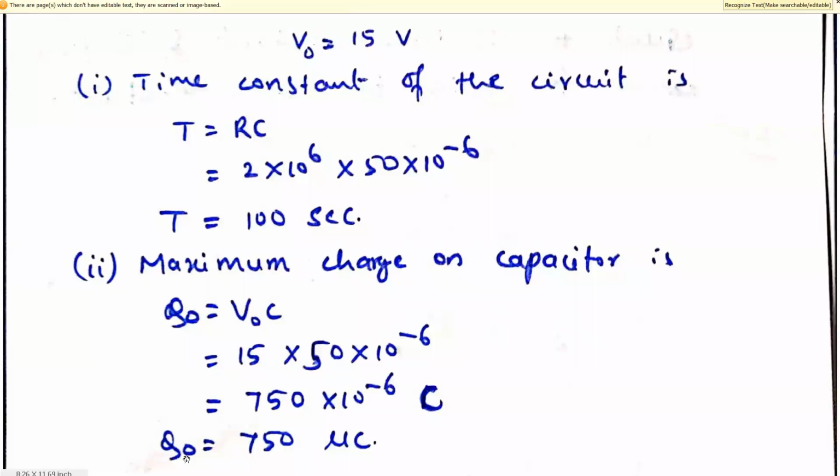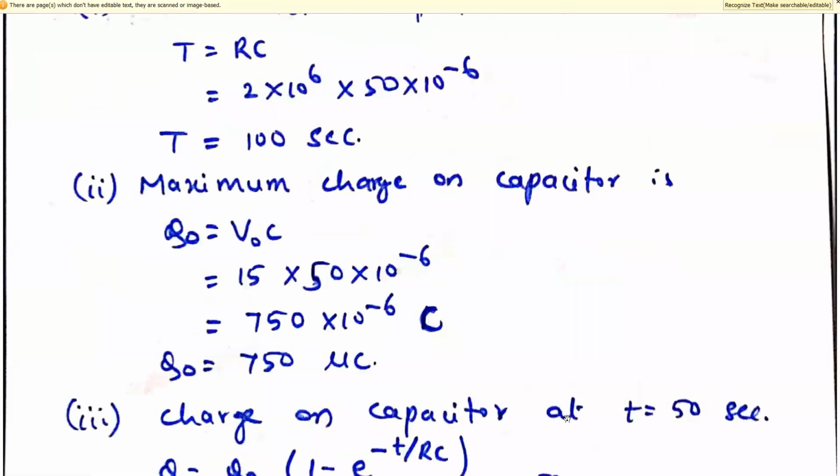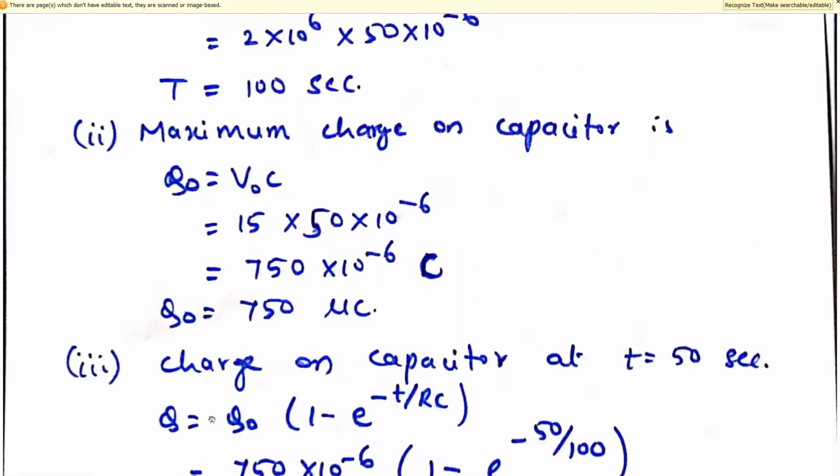Then the third question, you have to find the charge on the capacitor at t equal to 50 second. At t equal to 50 second, what is the value of Q? What is the expression? The charge on the capacitor is given by Q equal to Q naught into 1 minus e to the power minus t by RC. Direct formula you have to use. Q naught is known, you have just calculated it.